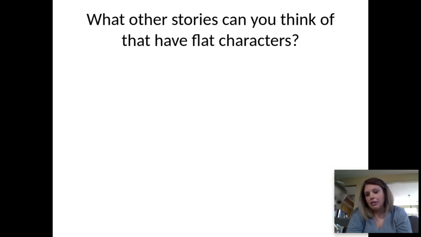What about flat characters? These are characters that we don't know that much information about. Mommy, here you go. Thank you. Mommy! Paxton, stop.